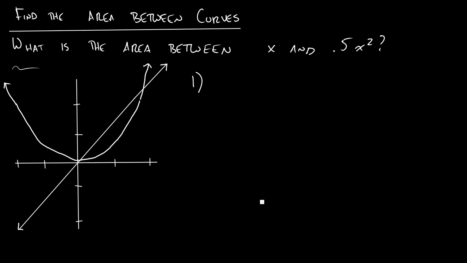And here we have a nice tricky problem with a lot of good math in it. It asks us to find the area between two curves. So what does that even mean? It asks us to find the area between x and 0.5x squared. So those curves will look something like this. And what it wants us to do is find the area that I'm shading in right now.